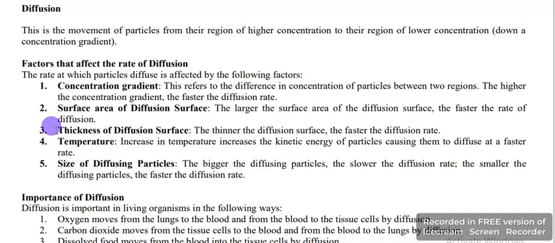Then the other one is thickness of the diffusion surface. The thinner the diffusion surface, the faster the diffusion rate. And finally, we have size of diffusion particles. The bigger the diffusion particles, the slower the diffusion rate. The smaller the diffusion particles, the faster the diffusion rate.